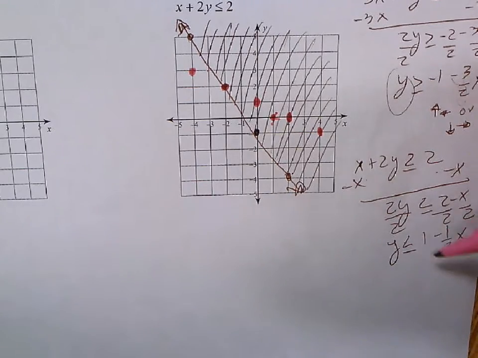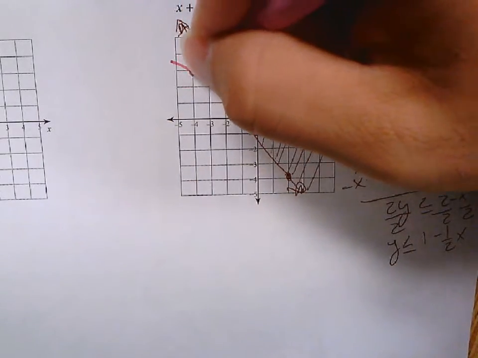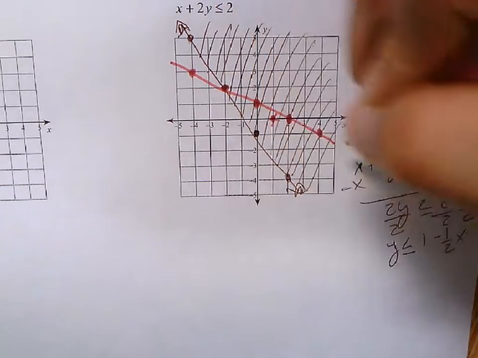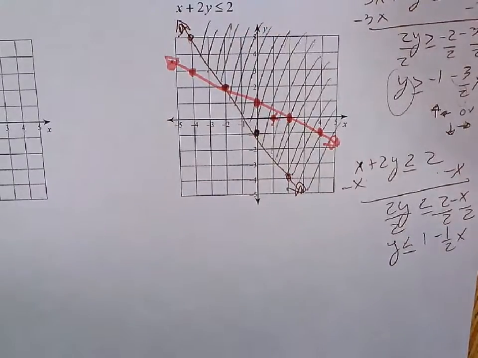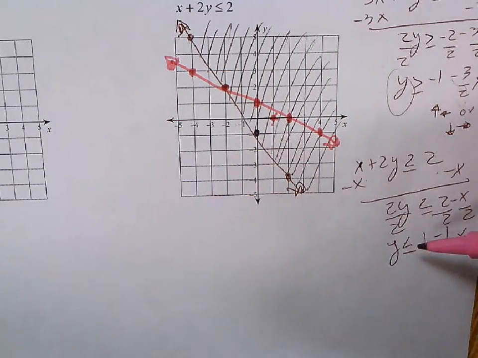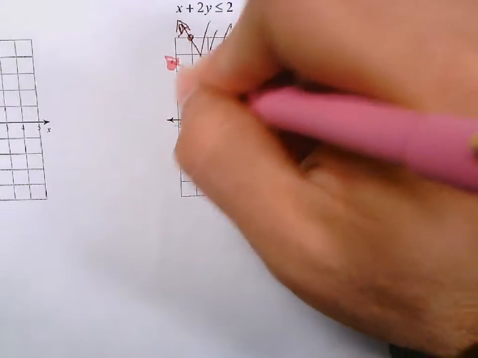I'm going to use a solid line because of the symbol. And because it says y is less than, I'm going to shade down.